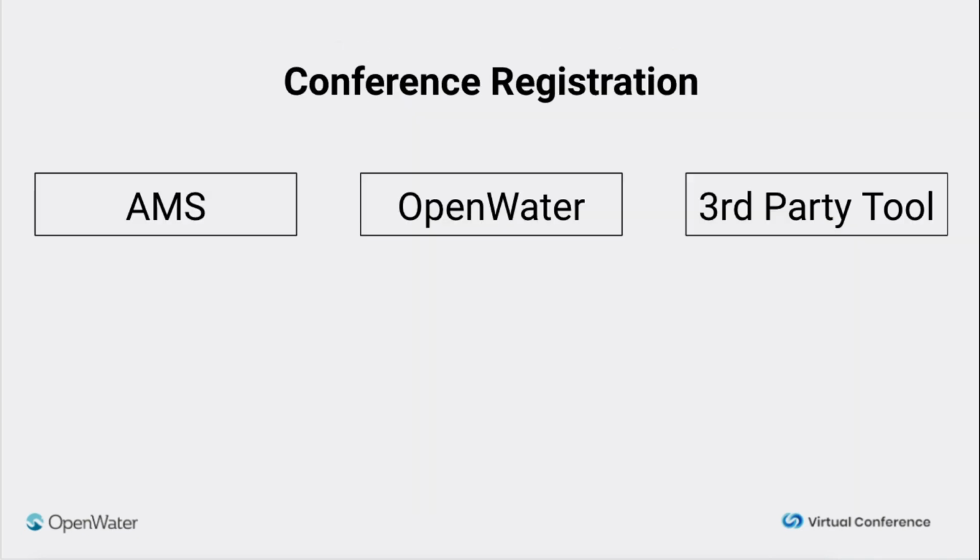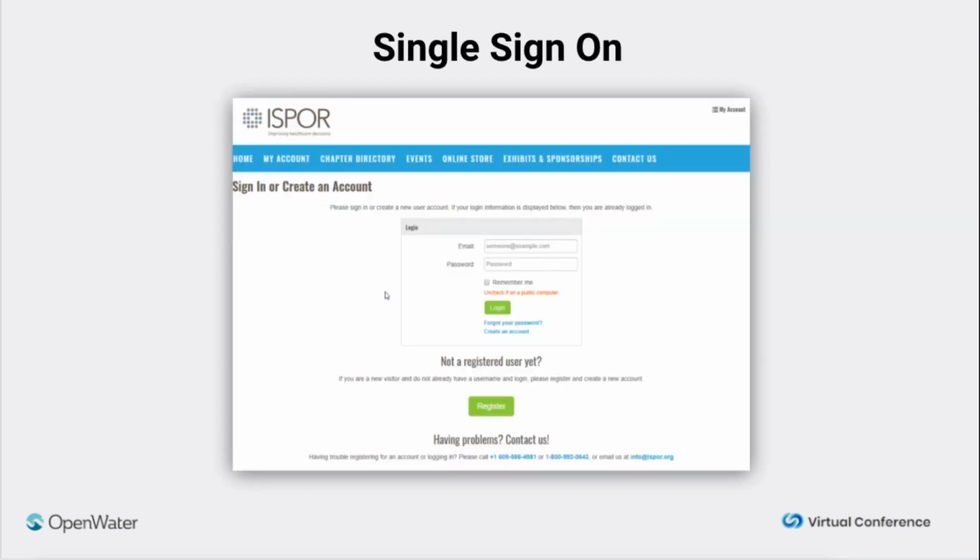For the actual registration side of the conference, there's really three ways this can be done. If you use a registration tool in your AMS right now, we can do a single sign-on integration with that to automatically detect who is registered for the conference. This will also allow someone to use the username and password they're already familiar with for your association to access our system. We can also set up registration options in OpenWater, and we can also potentially do a manual import of information from a third-party registration platform. Here's an example of what the single sign-on page can look like.